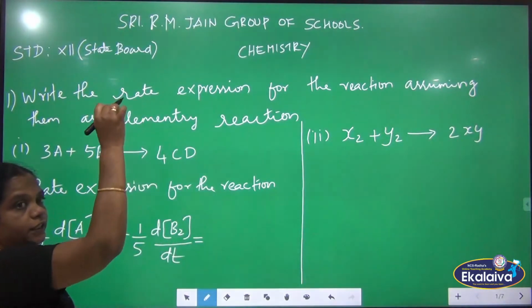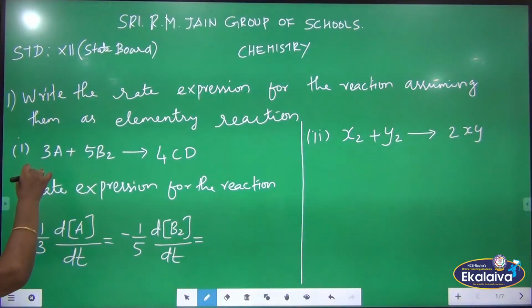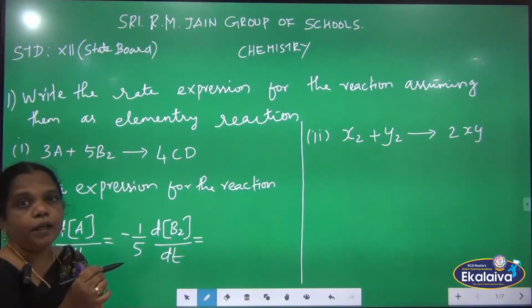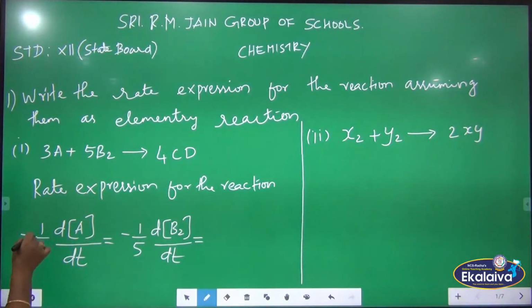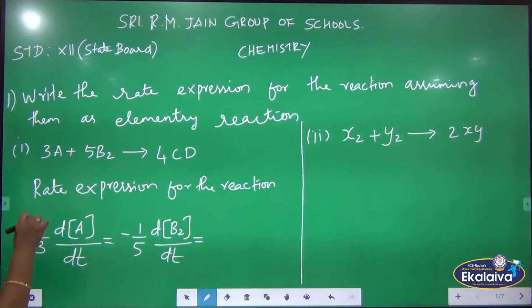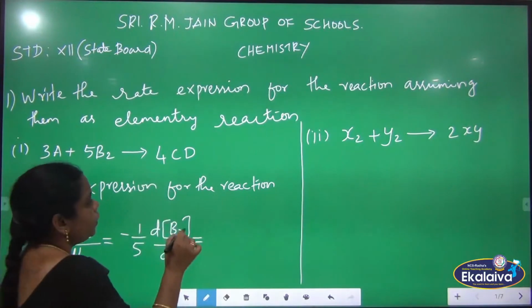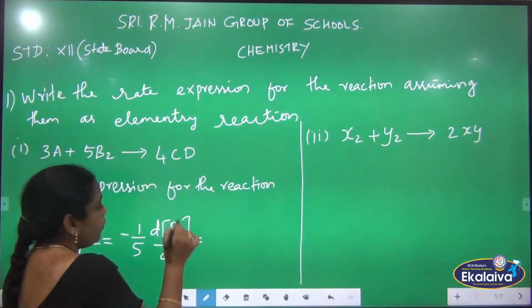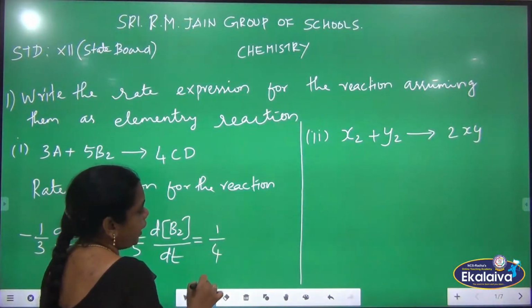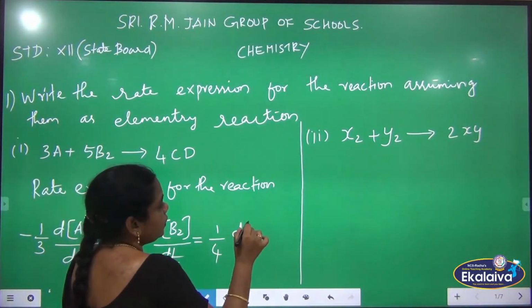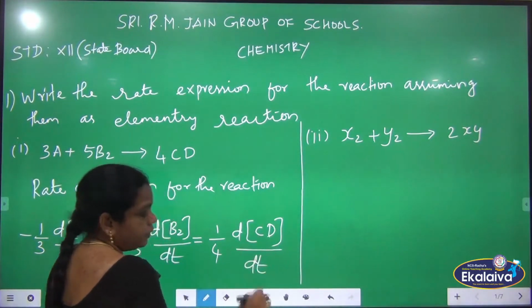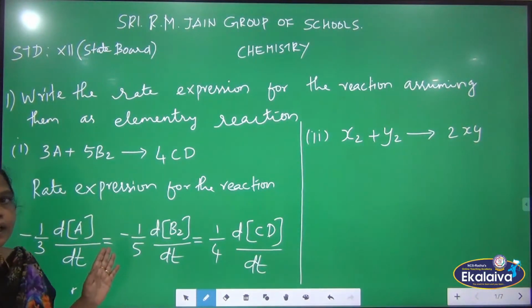So here the concentration is increasing and here the concentration is decreasing, so we give the negative sign for the reactant and the positive sign for the product. For finding the rate, only then will we get the positive value for the rate. So that is equal to, this is the product, so no need to write the negative sign, and the coefficient is 4, which can be written as the fraction 1 by 4, change in concentration of CD by change in time. So this is the rate expression for the chemical reaction.